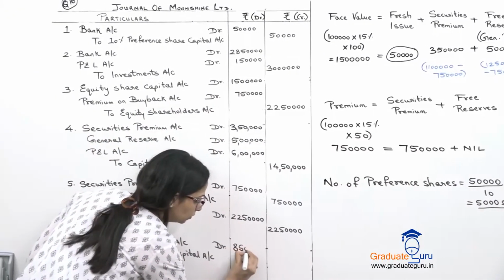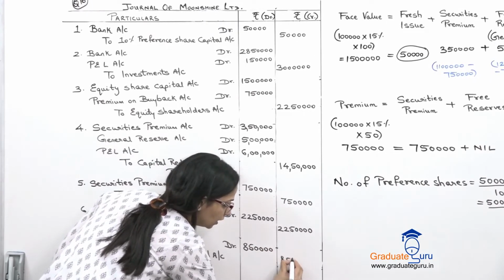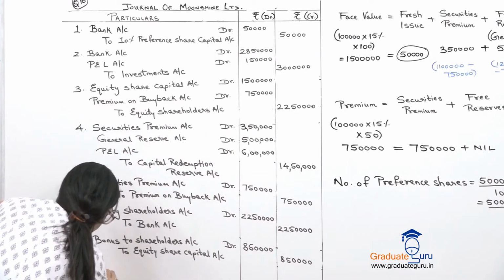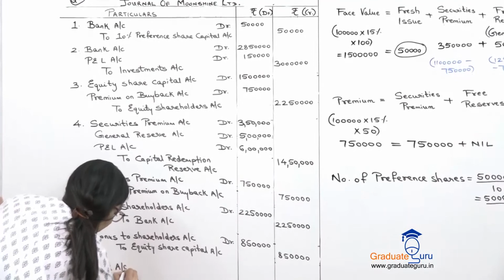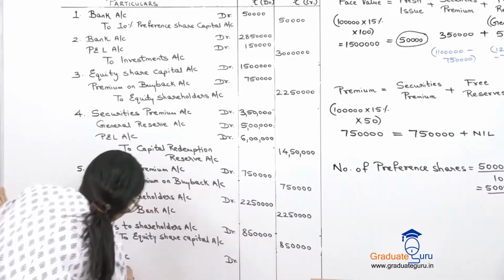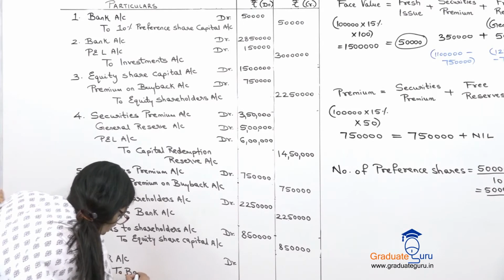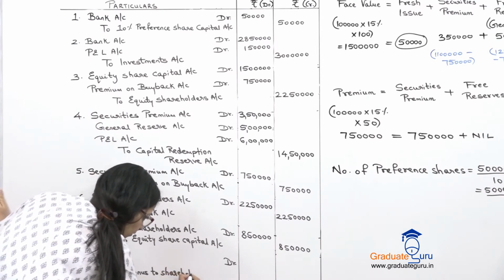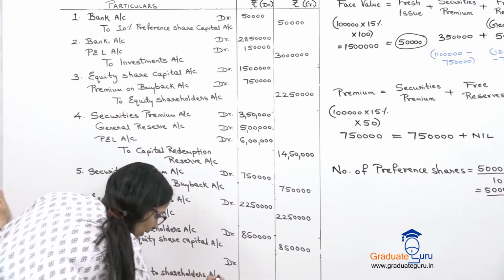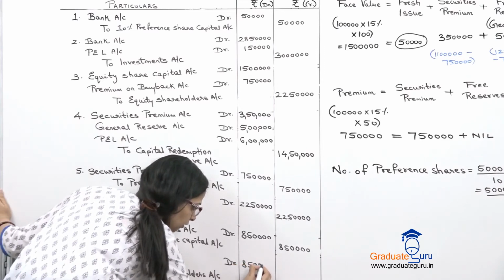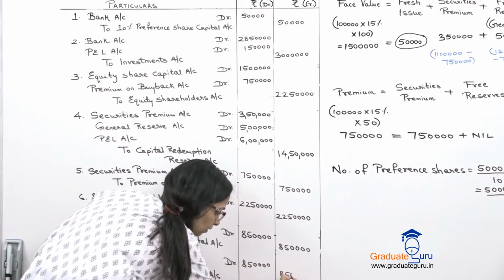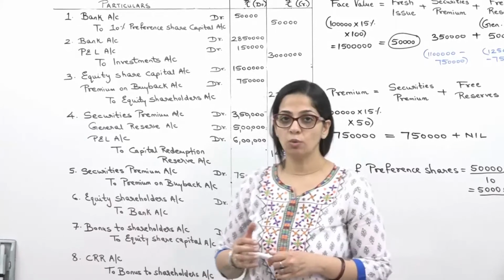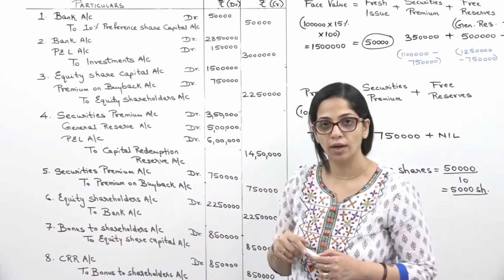Let's write that down. And what have we used for bonus? We are going to use our CRR. So that's our last entry. CRR account debit, or I can call it capital redemption reserve, you can write it in full also. To bonus to shareholders, with the same amount, 8,50,000. Now, after this, what we are left with is notes to accounts. Quickly copy this down so that we can go ahead with that.